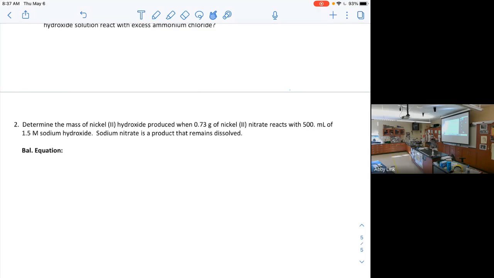Determine the mass of nickel 2 hydroxide produced when 0.73 grams of nickel 2 nitrate reacts with 500 milliliters of 1.5 molar sodium hydroxide. Okay, so that's no different than our normal limiting reactant problems, right? So that's definitely like the new solution stuff. Sodium nitrate is a product that remains dissolved.